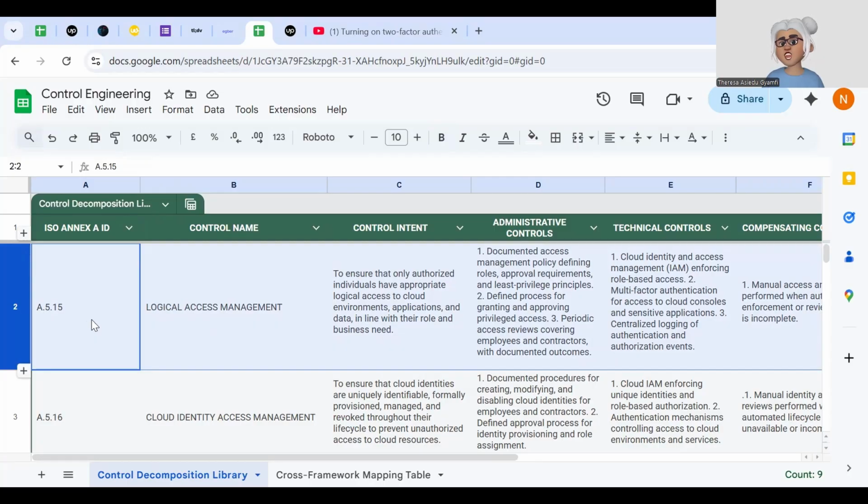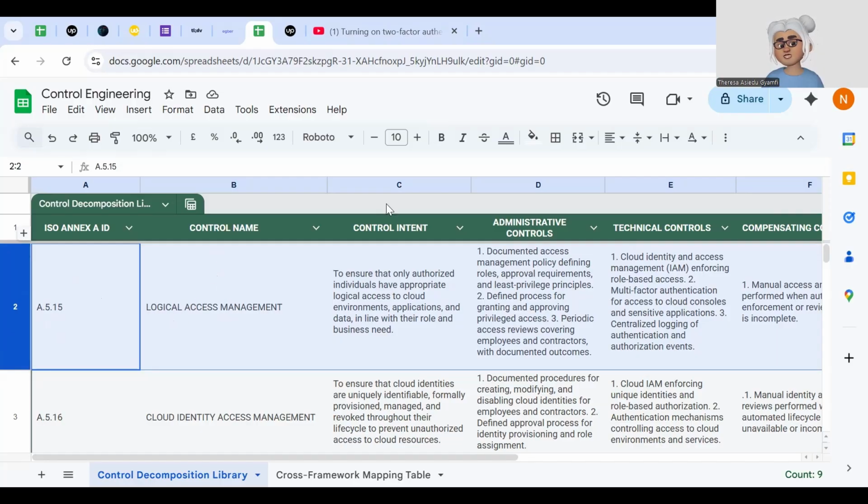Most of their activities are on the cloud, and in terms of access, we'll be looking at logical access because we have physical and logical access. Since most of their stuff is on the cloud, it'll be better to go in the direction of logical access management. As you can see, when you take the ISO Annex A controls, the ID for access management is A5.15.